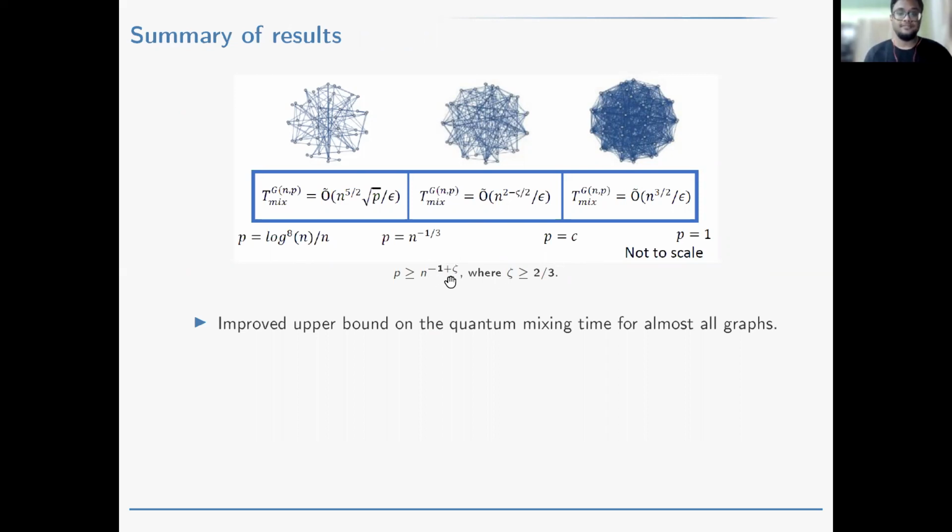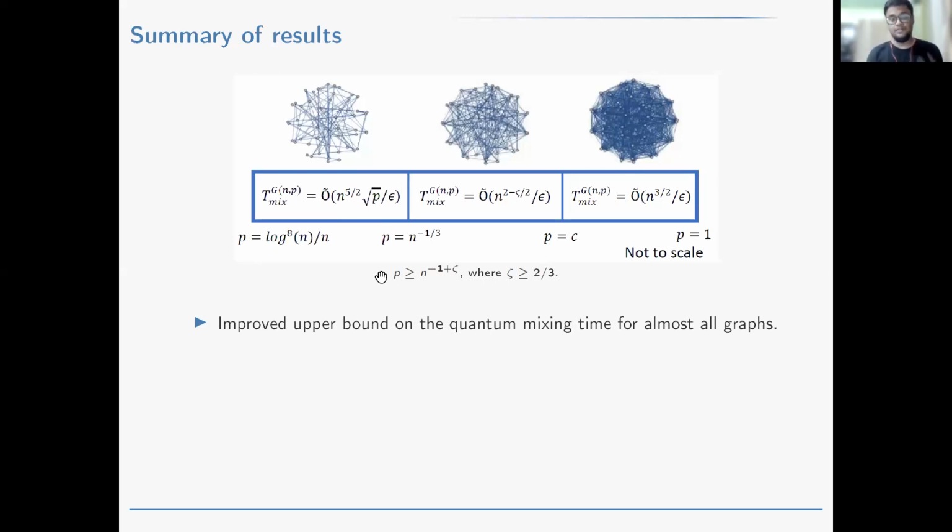For sparser graphs, you get this upper bound for the quantum mixing time. And for even sparser graphs, you can't use eigenvalue rigidity. So what you do is you make use of the microscopic statistics, and you replace n times the result by n times what you get from the microscopic statistics, because rigidity does not hold for such sparse graphs. So we can't exploit rigidity anymore.